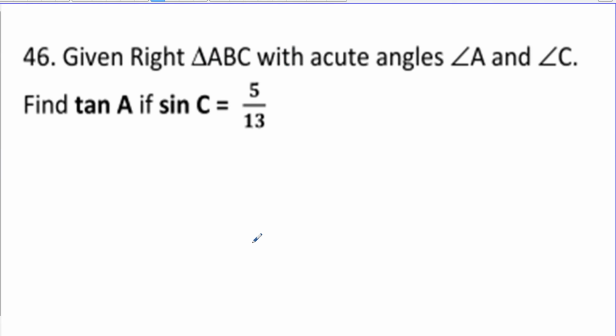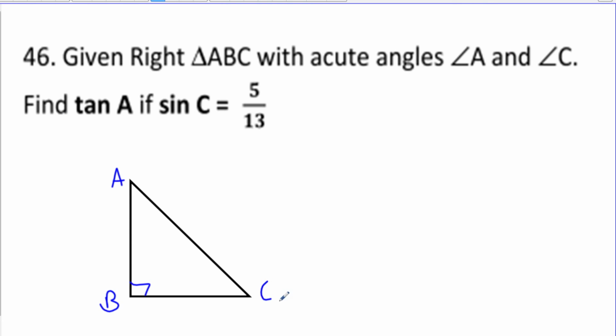All right, here we go. Last problem. Given right triangle ABC. So I'm going to pause right there and I'm going to draw myself right triangle ABC. Here it is. Okay. And then they specify to me that it has acute angles A and C, which means the right angle is B. Where you place the A and the C doesn't really matter. Okay. And so they're saying sine of C is 5 over 13.